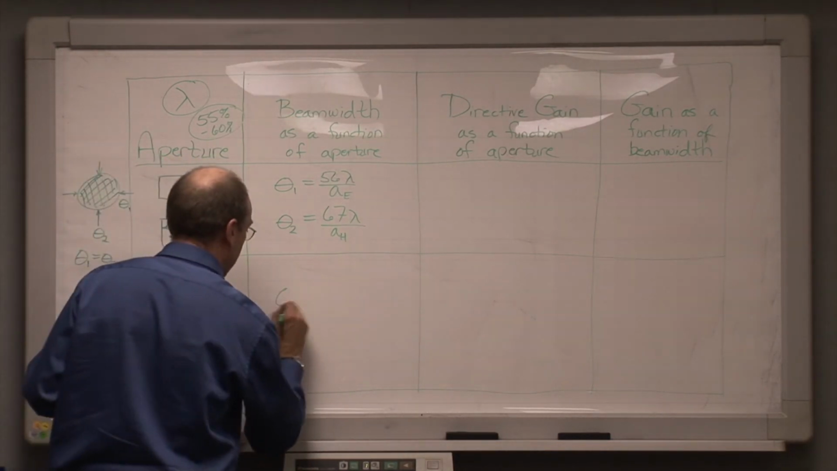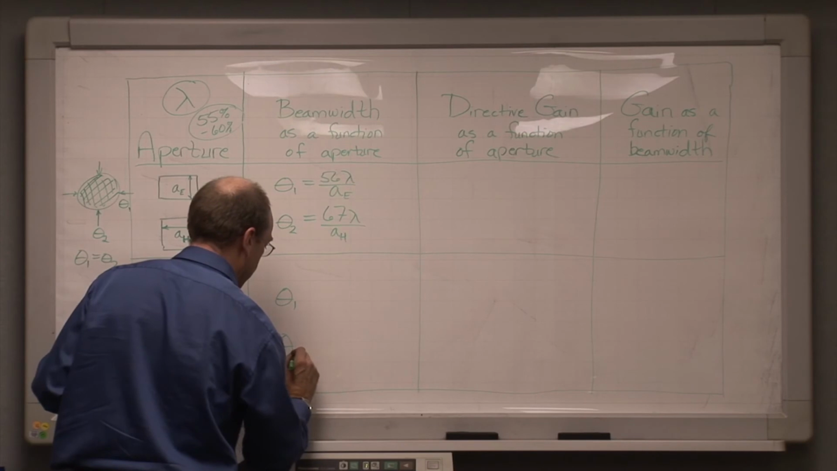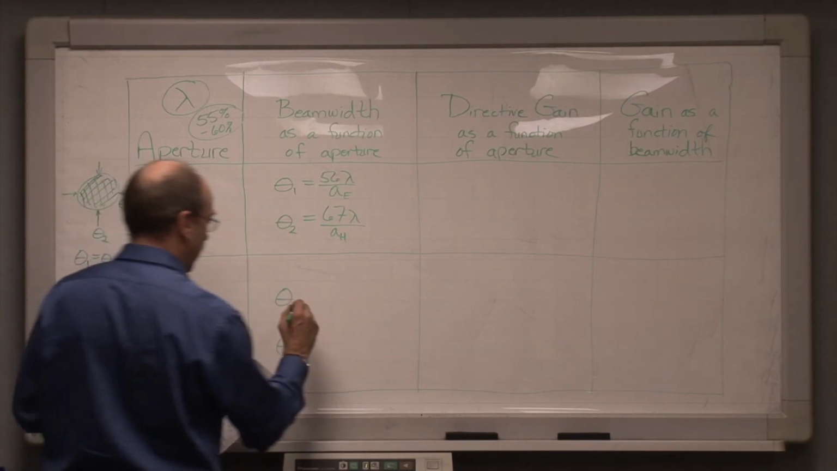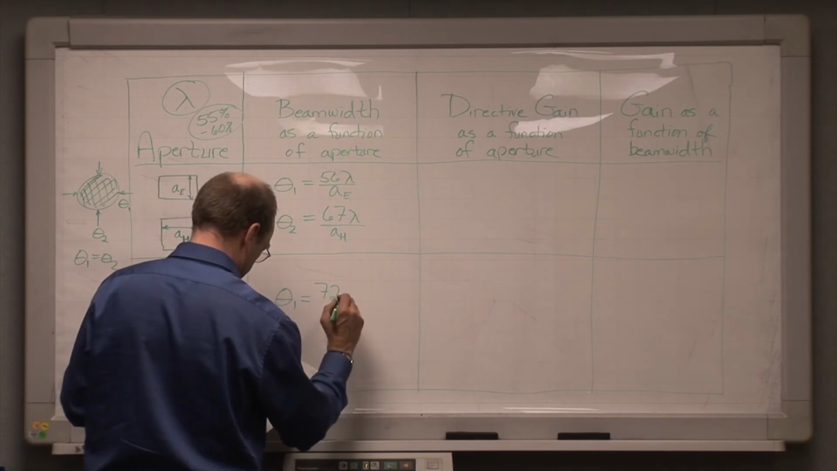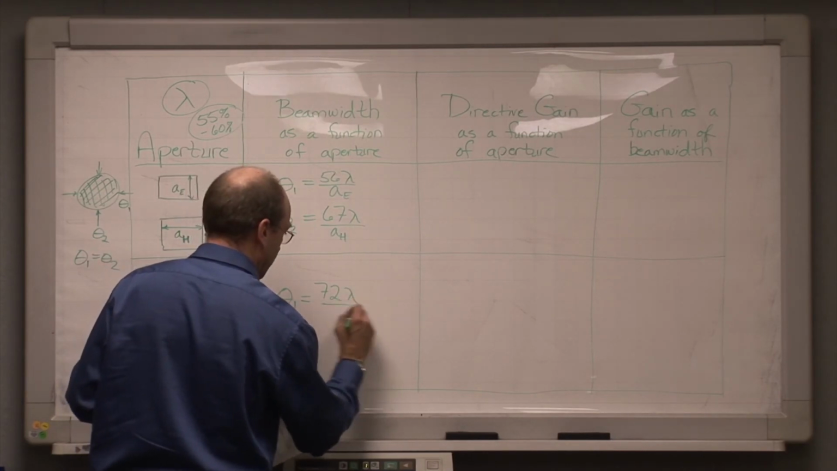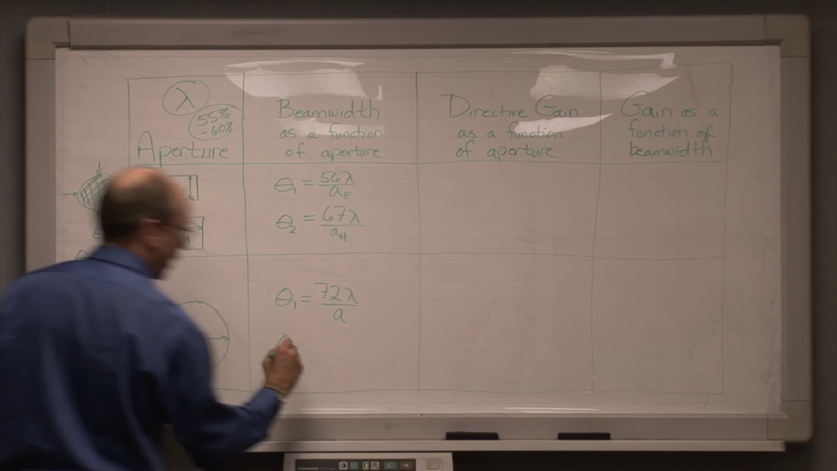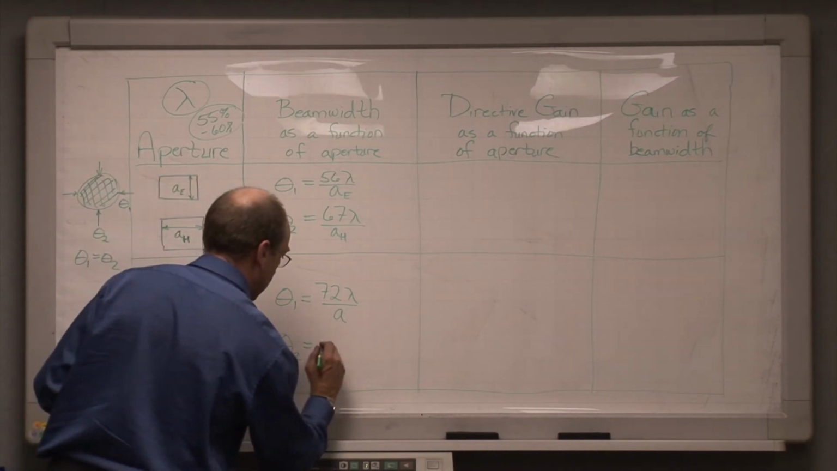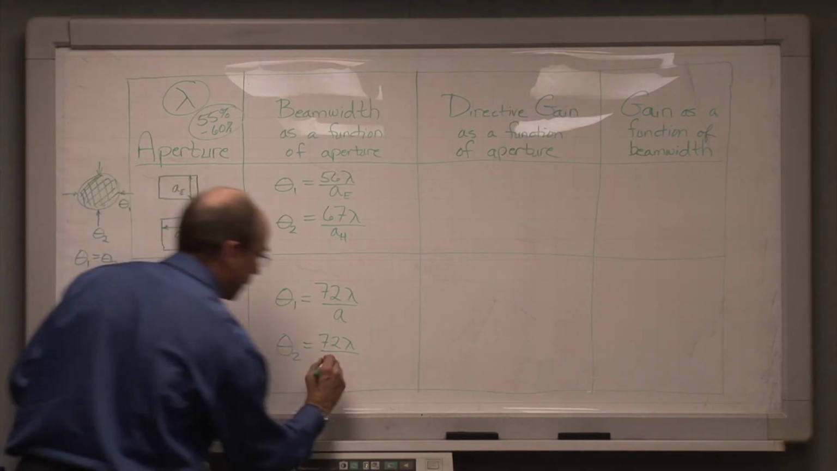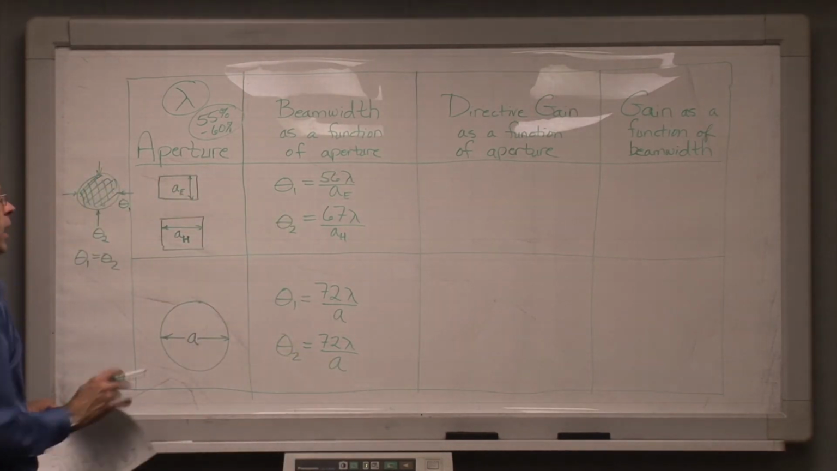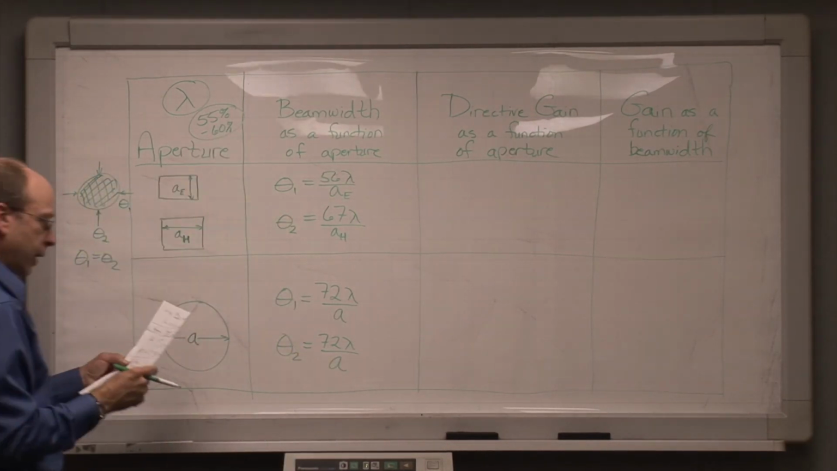And down here, we'll say that theta 1 and theta 2 are in fact equal to each other, and they're both equal to 72 times lambda divided by the diameter A. We're just assuming symmetry on the dish here. Again, that's for real world efficiency.